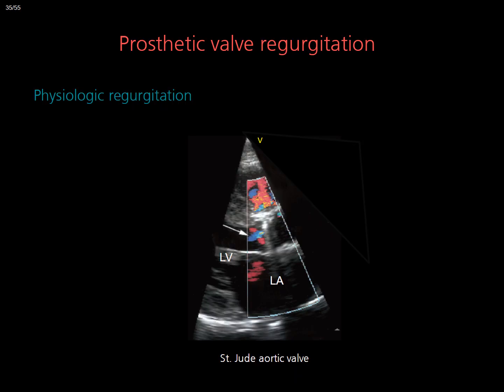This image shows physiological regurgitation through a mechanical St. Jude aortic valve. On color Doppler, there are small central washing jets directed back into the left ventricle.